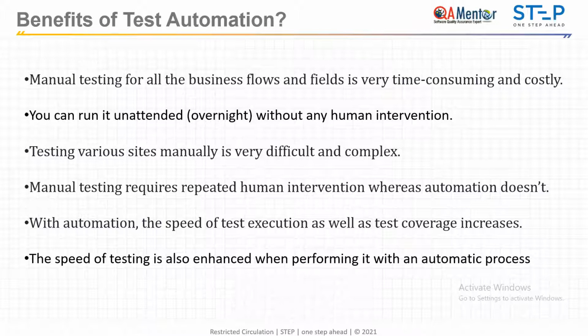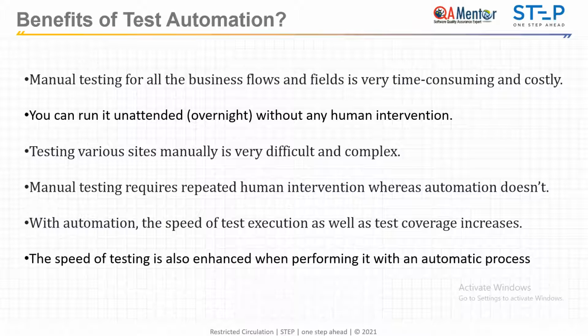With automation, the speed of test execution as well as test coverage increases. The speed of execution means manually, suppose I'm taking 30 minutes to run one test case for a banking domain use case. That 30 minutes can be reduced to 5 or 6 minutes depending upon the automation. We don't need to do the execution ourselves, it will be done directly by the robot in case of test automation. So the speed is very important.